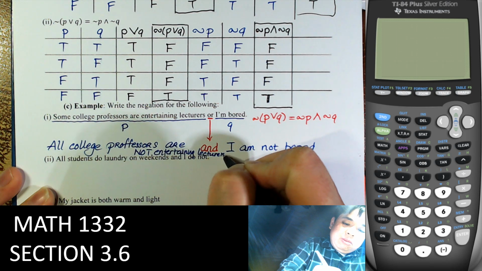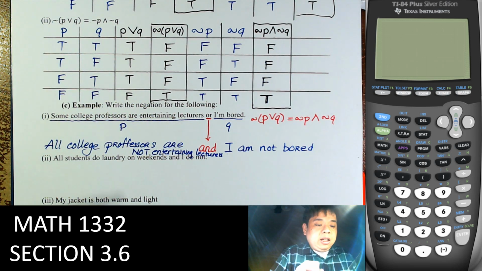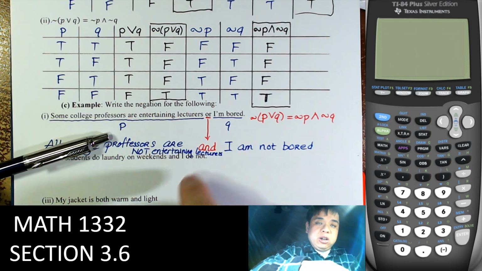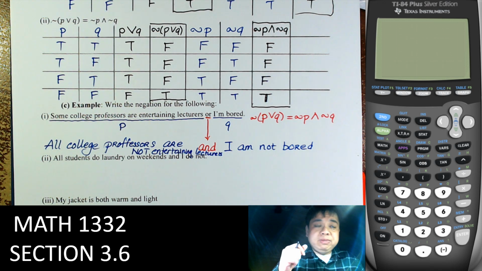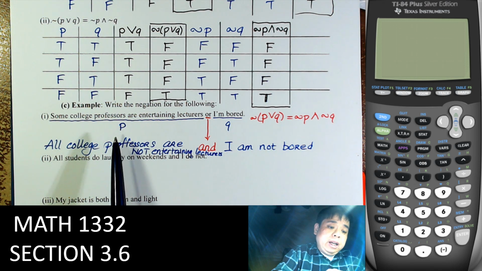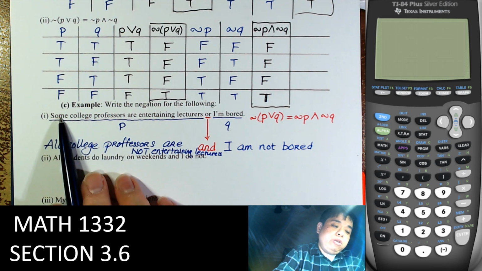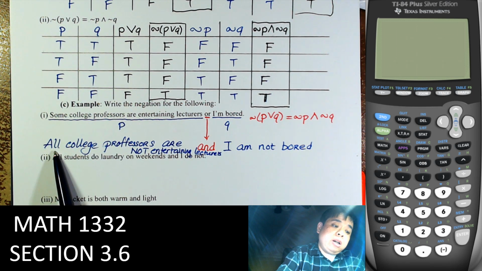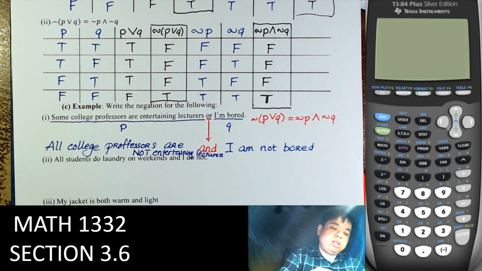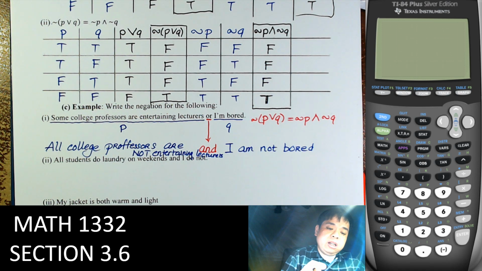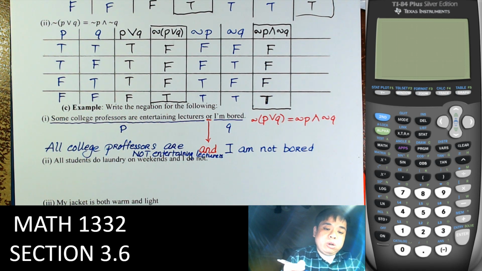Again, not P, not Q, and the connective changes from disjunction to conjunction. And with that we change from existential to universal, and then throw in the not. So we say all college professors are not entertaining lecturers, and I'm not bored.